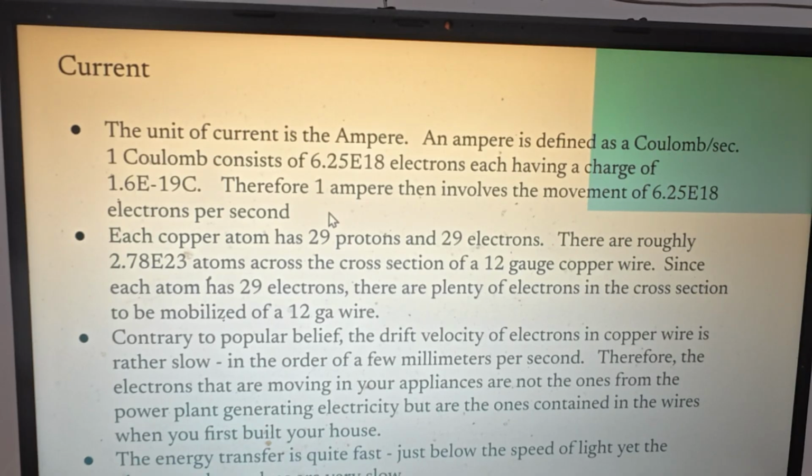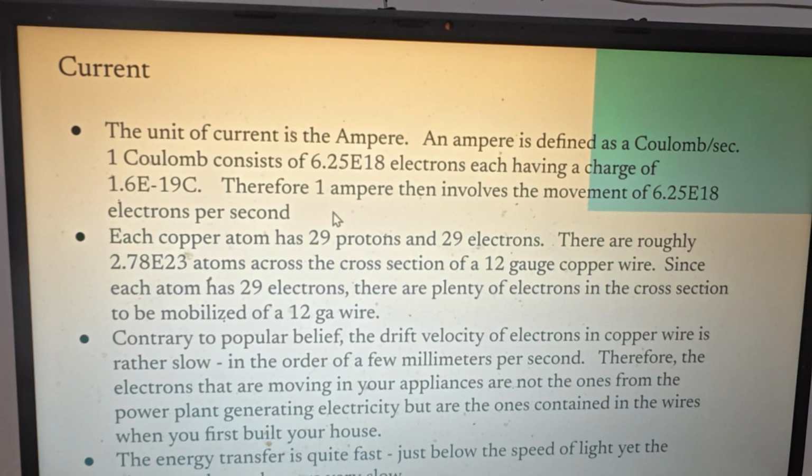And 1 ampere is not a lot of current. Your typical household outlet is a 15 ampere outlet in AC. Each copper atom has 29 protons, 29 electrons. There are roughly 2.78 times 10 to the 23rd atoms across the cross-section of a 12-gauge copper wire. Since each atom has 29 electrons, there are plenty of electrons in the cross-section that can be mobilized in a 12-gauge wire.